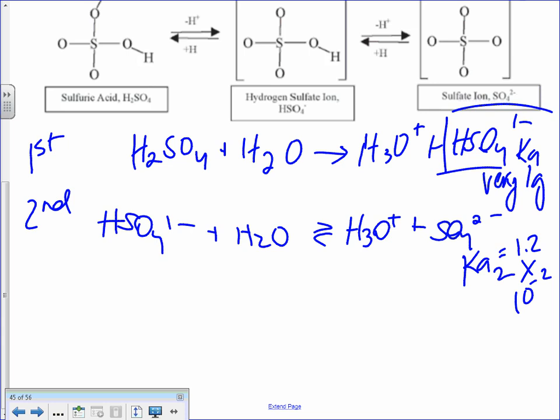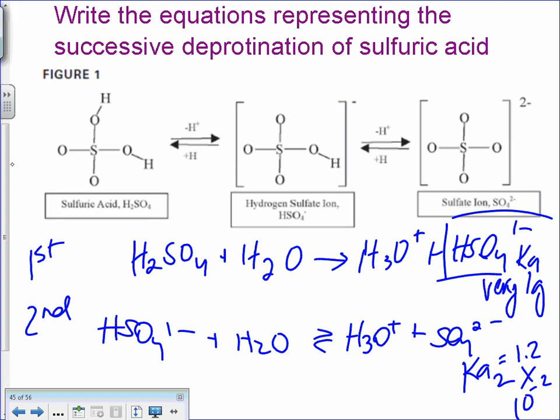If there's a third one, you would write a third ICE box here. And so you can see the difference in the structure. You can see the H coming off, and you can see the second one coming off to make just straight up sulfate. This one technically really doesn't go back. It's only the first or the second one that goes back.